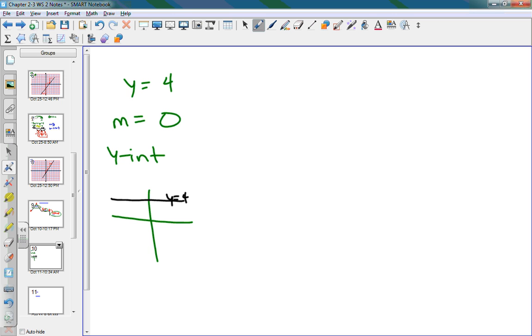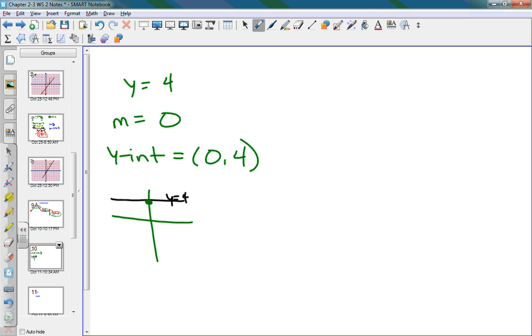So this is the line y equals 4. Do we see that? Yes or no? Okay, my question to you is, what's the y-intercept? It's the point on the graph where it crosses the y-axis, so does it cross the y-axis? Yes. Where? At 4. Right there at the y-axis. (0, 4). Thank you. It crosses at the point (0, 4).